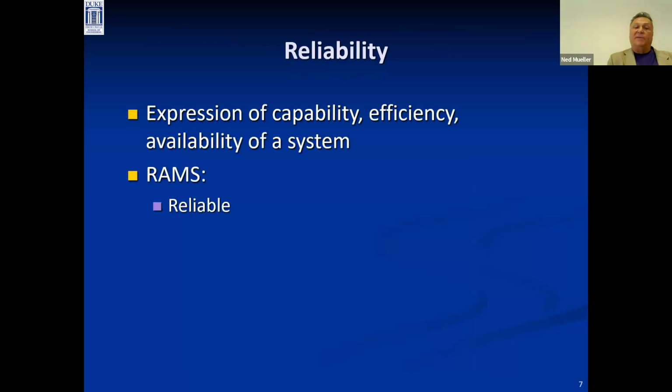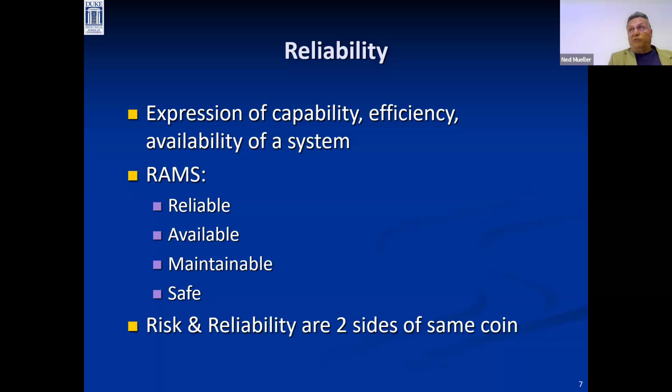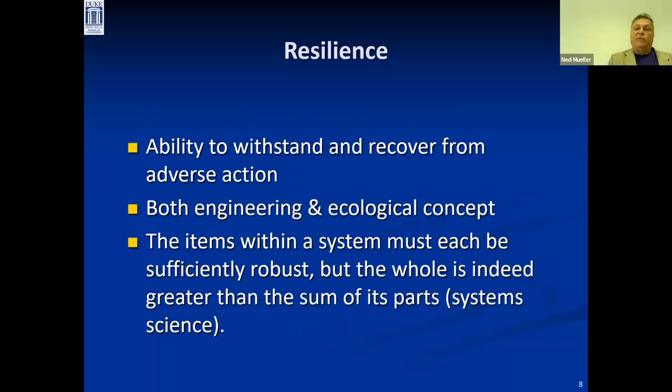So, we use this RAMS acronym. It has to be reliable, has to be available, has to be maintainable, and it has to be safe. Now, if you actually look at the code of ethics for the ASCE and really all engineering disciplines, safety is the major driver. So risk and reliability: as risk increases, reliability decreases, and vice versa.